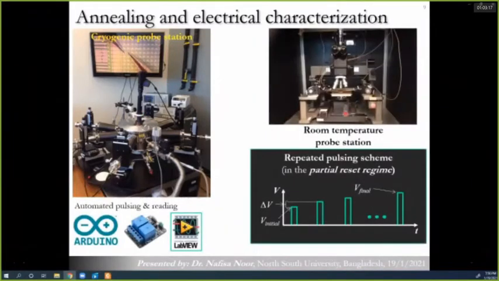And this is how a room temperature probe station looks like. Here also we have optical microscopes, several lenses, and we also have a monitor to look at the area. But in this case, we do not enclose or change the temperature. Rather, all the measurements are done at atmospheric pressure and room temperature.